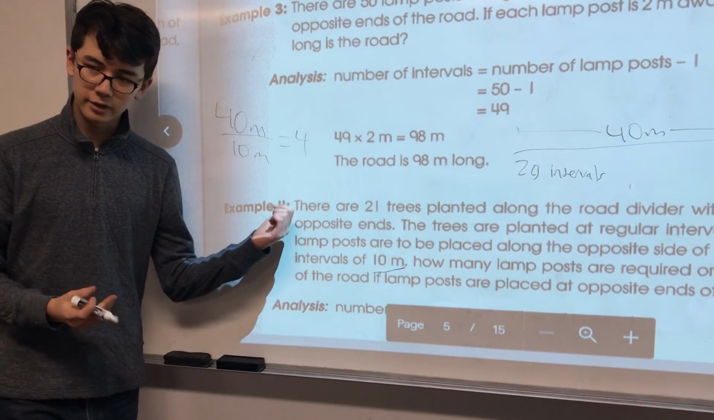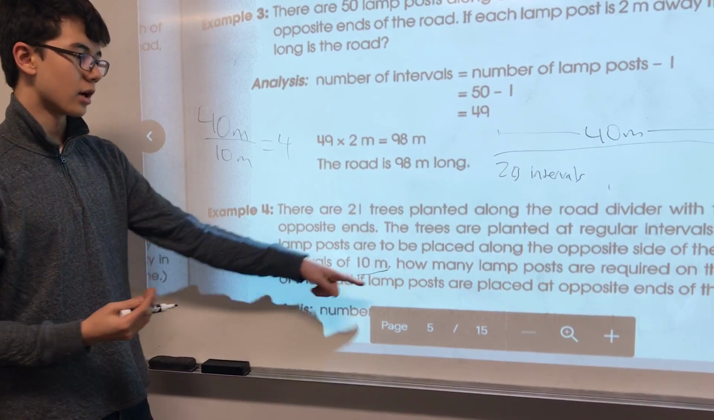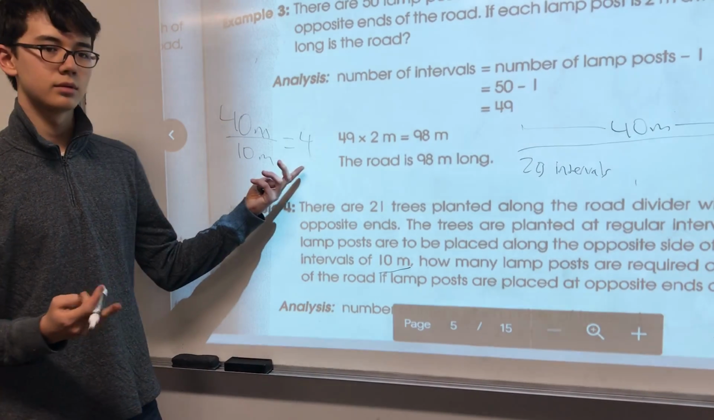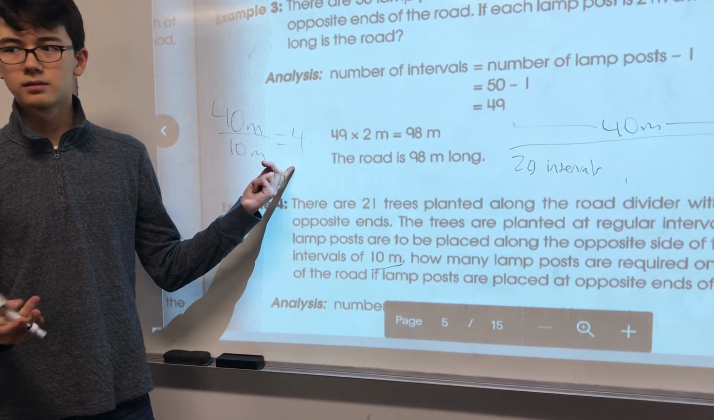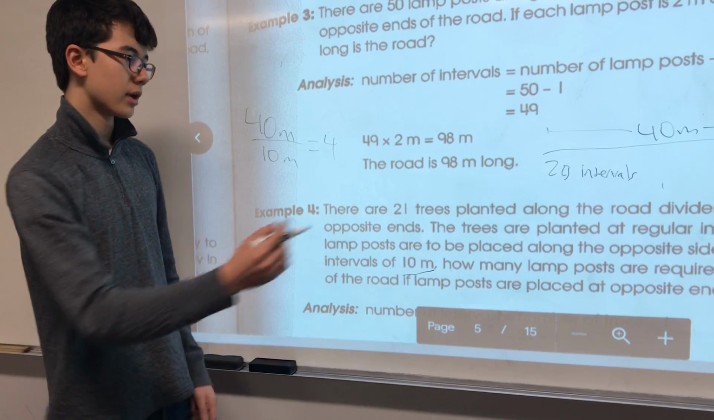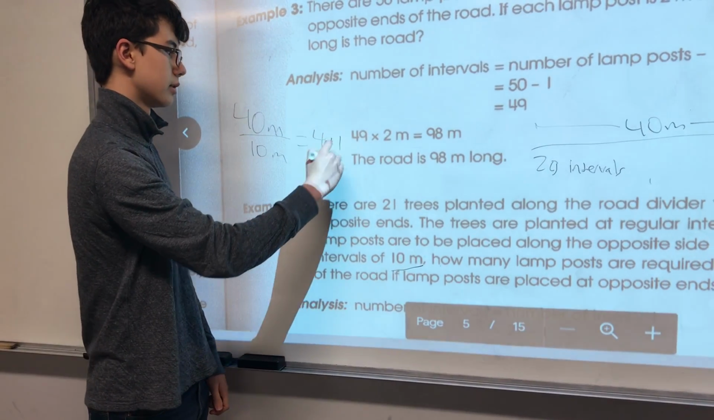So we have 4 intervals, but we want the lampposts on the opposite sides. So what do we have to do? Add. Yeah, we have to add 1, because we want it on each side. So 4 plus 1 equals 5.